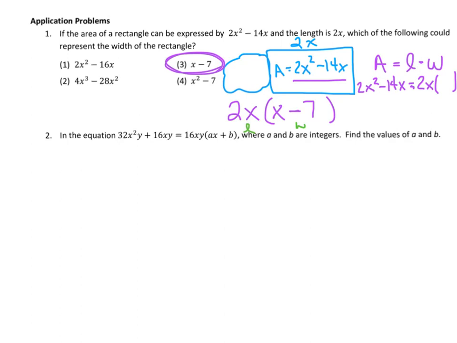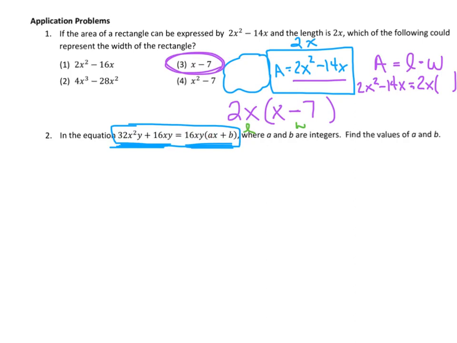In the equation, 32x squared y plus 16xy equals 16xy times parentheses ax plus b, where a and b are integers. Find the values of a and b. Okay, this can get confusing, but we've seen questions like this on the exam. They're giving you an equation where they have given you the expanded form on the left and the factored form on the right. And what you have to do is just fill in what a and b would be. So basically, they've already given it to you in factored form. You're just filling in these missing pieces.